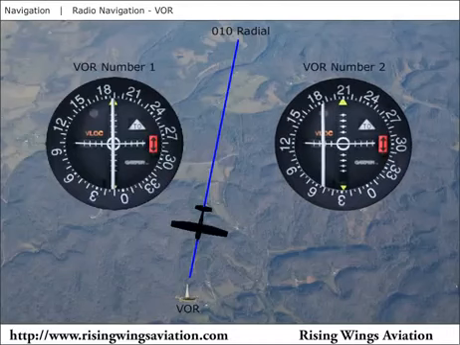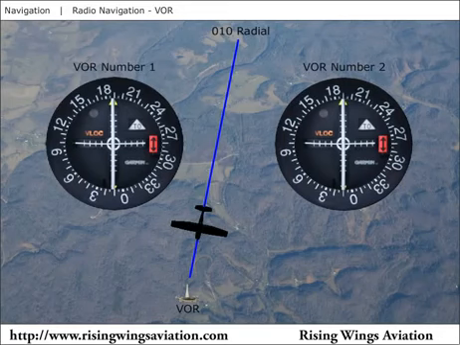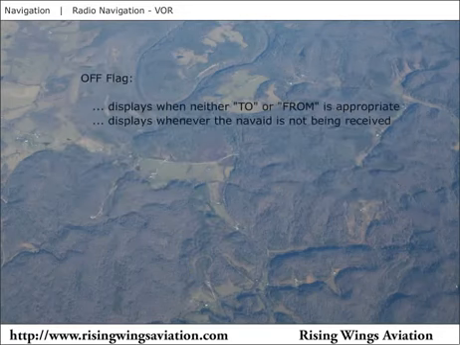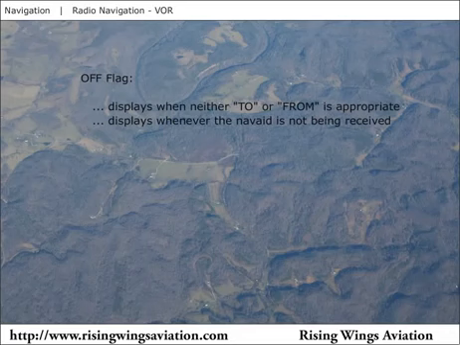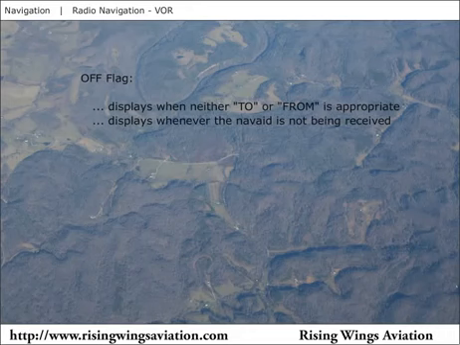The to/from flag may also display an off indication. The off indication is shown when neither a to nor from indication is appropriate for the OBS selection, such as a selection that would take the airplane neither to or from the station. It is also displayed when directly over or very close to the navigational aid. If none of these conditions exist, then an off flag could indicate a loss of signal from the nav aid.